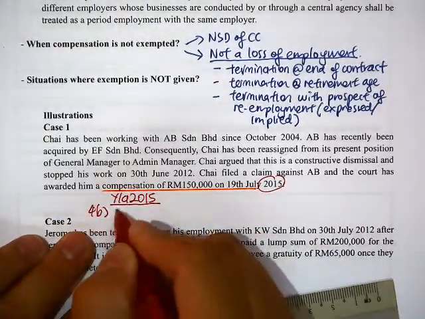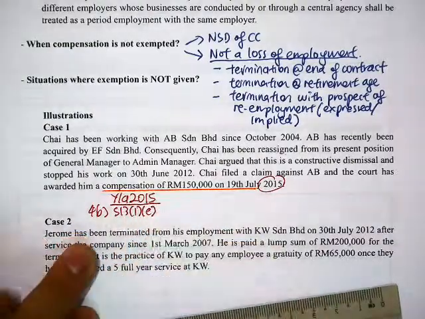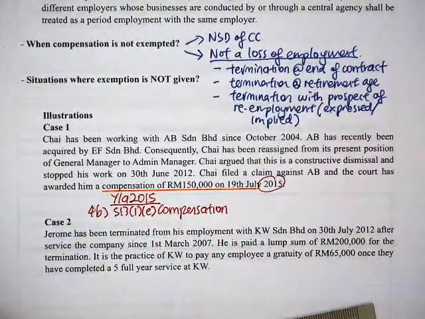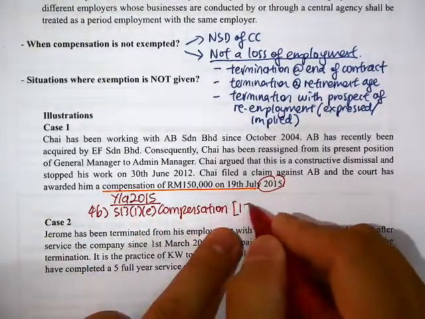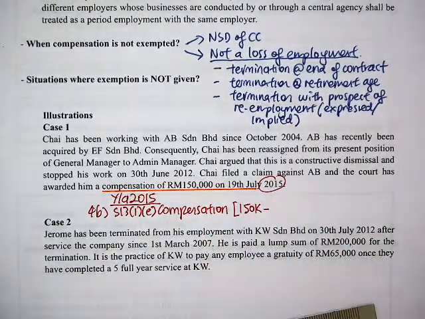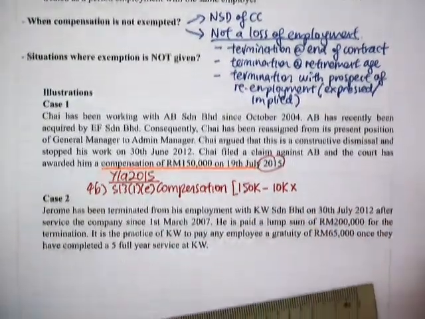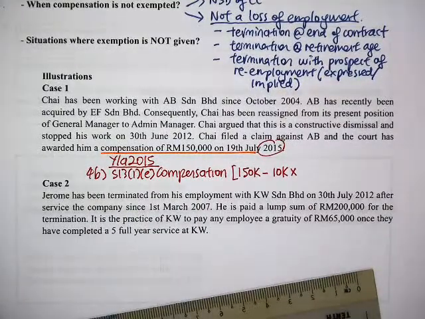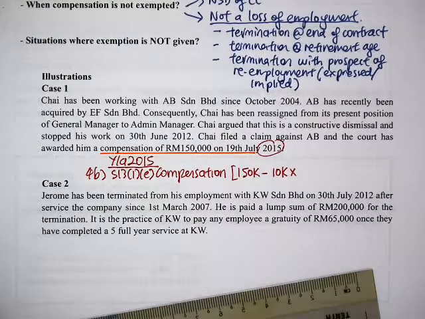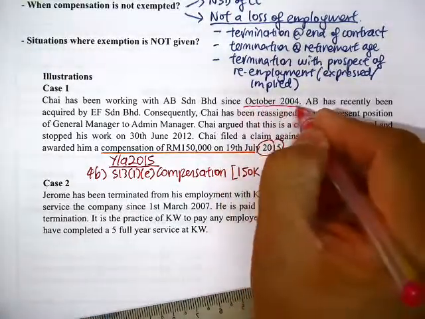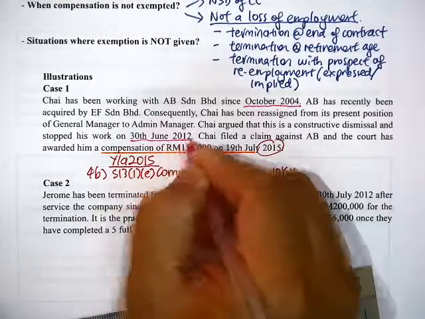Now under employment 13(1)(e), right? Your compensation. Now the amount of compensation is 150. Okay, so this will be given an exemption. But when you want to work out exemption, the issue is you take 10,000 times number of years. So what's the number of years that Chai has been employed? Now Chai stopped work on 30th of June. So you will calculate his period of employment from October 04 until June 2012.